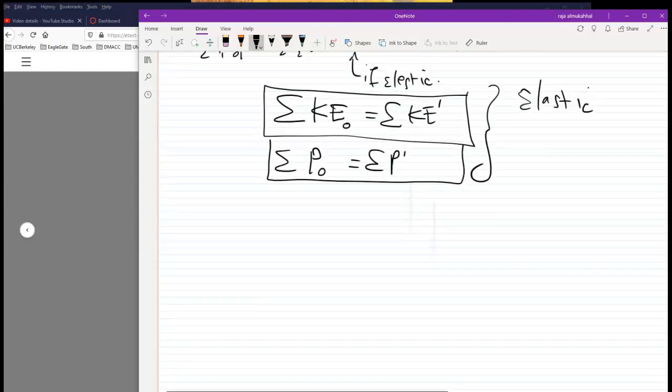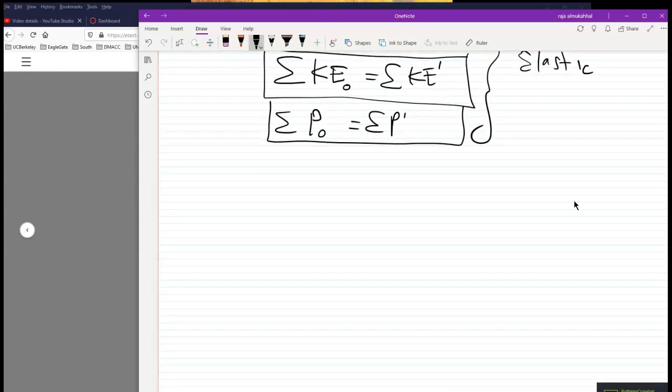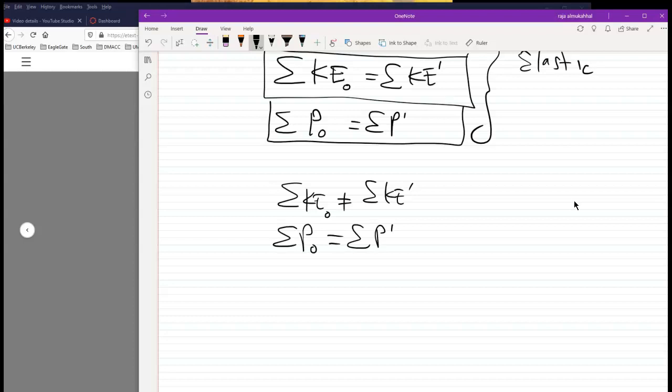But if only the first condition is satisfied, in other words, if the sum of the kinetic energy before does not equal the sum of the kinetic energy after, but the sum of the momentum before equals the sum of the momentum after, that's inelastic.